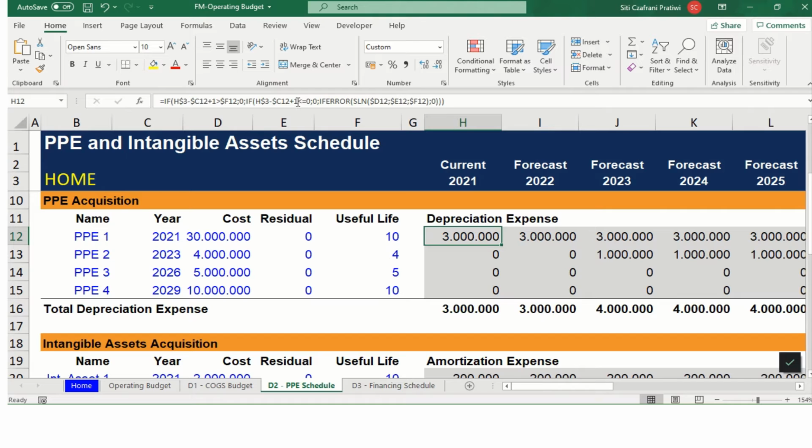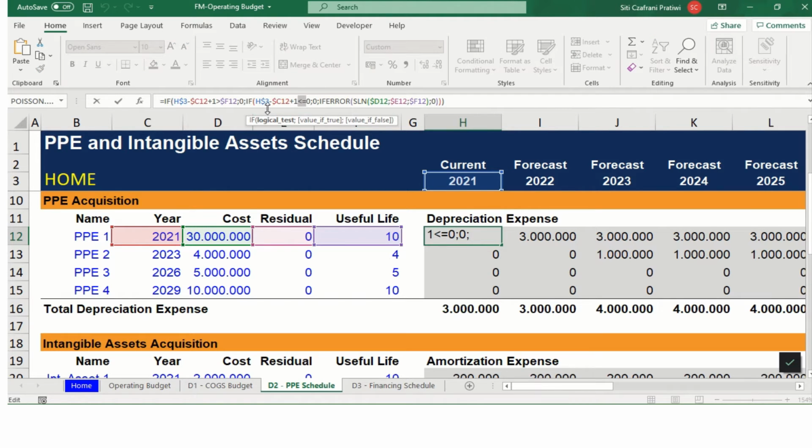We also have the second IF here, which is actually similar. However, this is less than 0, which means if the current or forecasted year minus the acquisition year plus 1 is less than 0, the depreciation value is also 0. That's the third and fourth argument of our depreciation expense formula.